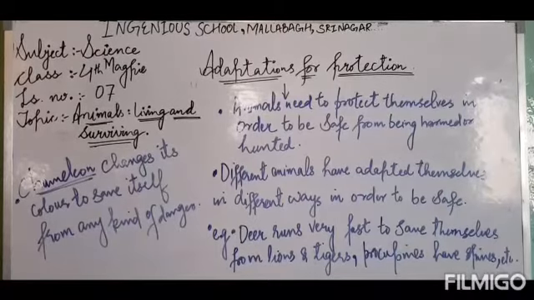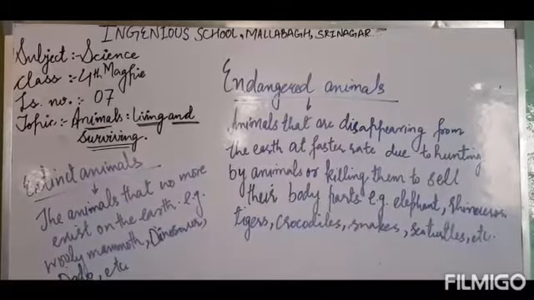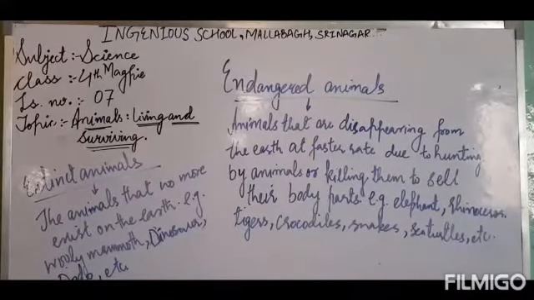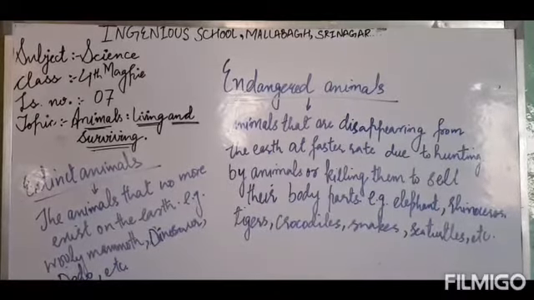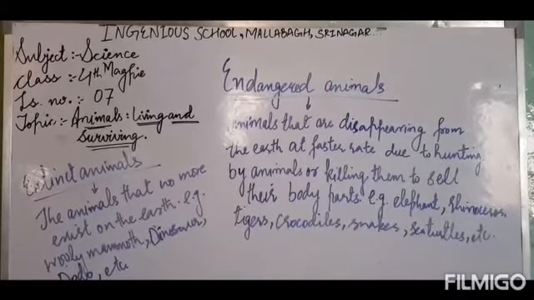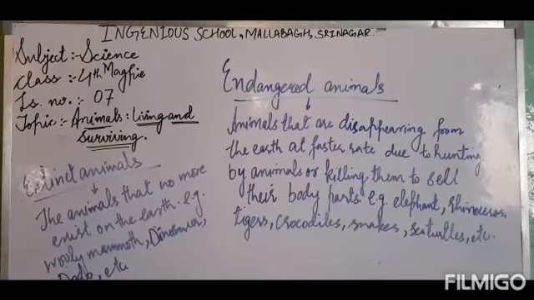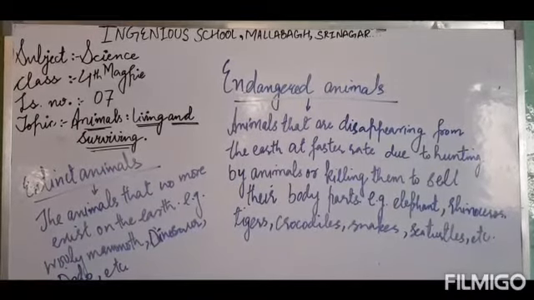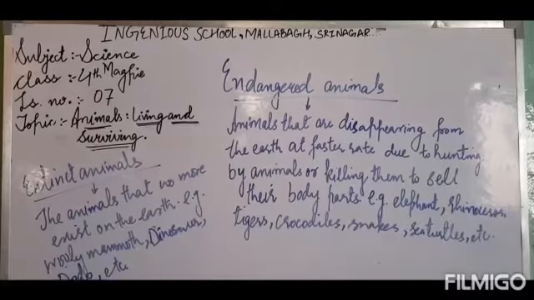Got it? Very good. Now, my dear kids, we are going to learn about the endangered animals. Dear kids, before telling you what endangered animals are, let me tell you about the animals which are no more present on this earth. Those animals which no more exist on the earth are known as the extinct animals.